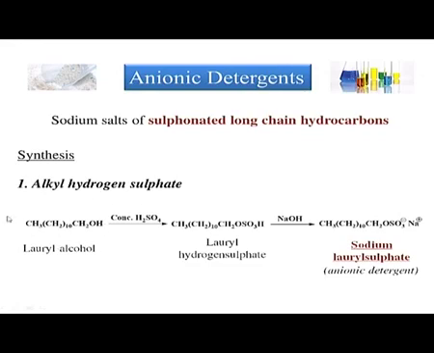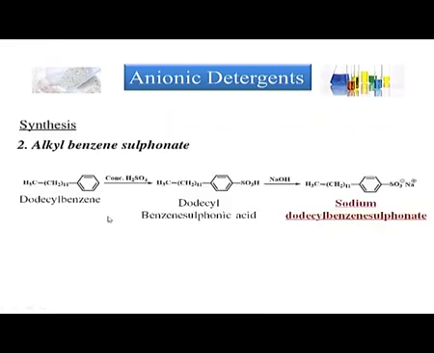In this case, the fatty acid is first reduced to an alcohol. For example, here you have lauryl alcohol, and this lauryl alcohol is sulfonated using concentrated sulfuric acid, which gives lauryl hydrogen sulfate, and then this hydrogen sulfate is reacted with a base in order to get the requisite counter ion. So, in this case, this whole fatty acid chain is anionic with a counter ion which is cationic, and this is a class of anionic detergent.